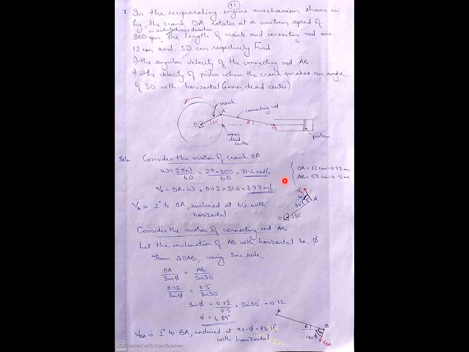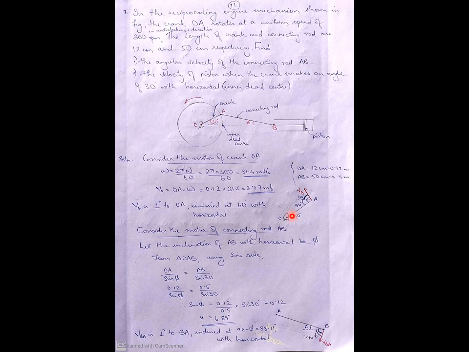So we have drawn it separately over here. This is OA, and VA is perpendicular to OA. But what we want is the velocity of A with respect to the horizontal inclination. So what will that be? We know this angle is 30 degrees. It is given in the question itself.